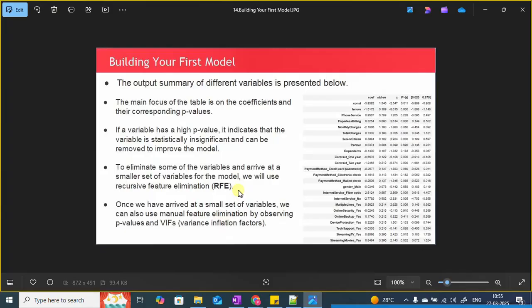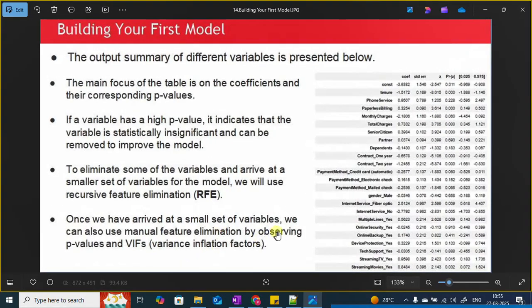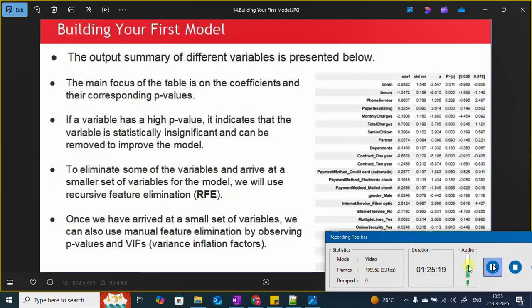As part of this technique, guys, there are two different things. One is p-value, another one is called VIF, variance inflation factor. Here you can see. By observing p-value and VIF, variance inflation factor, which comes under RFE, you can decide which column you need to consider and which column you need to drop. Okay, so I have already explained the p-value. Let's try to explain what is VIF and all. Okay, let's come back to my whiteboard again.